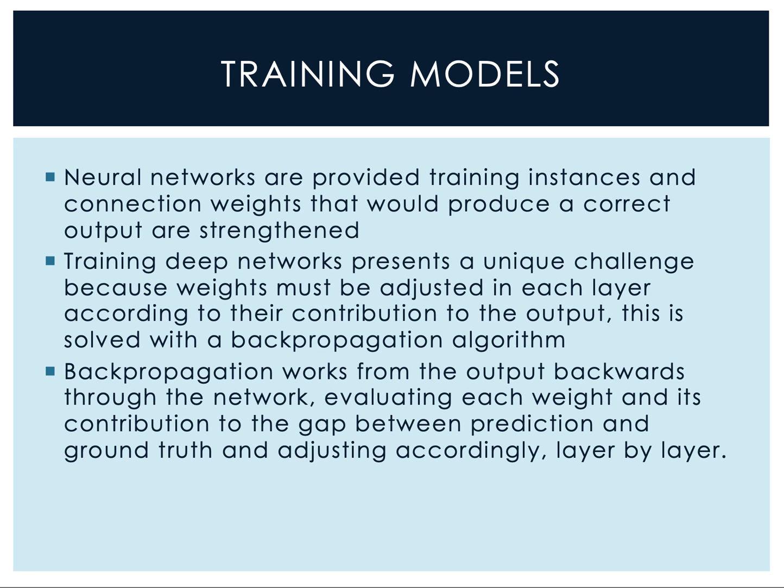So backpropagation works from the output backwards, as I just said, through the network, evaluating each weight and its contribution to the gap between prediction and ground truth, and adjusting accordingly. So that's it. It looks at how incorrect the answer was. Was it too high? Was it too low? And raises it or lowers it accordingly.